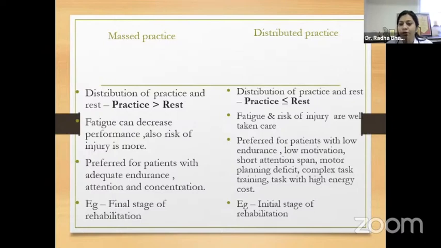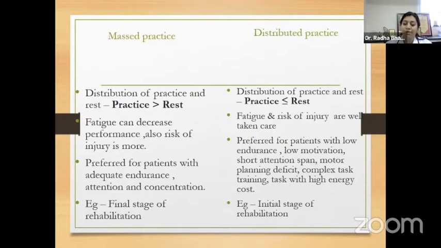So here, when we are talking about the practice, it can be your sessions, it can be the number of repetitions for that particular thing, which we will see in parameters in more detail. So in massed practice, fatigue can decrease the performance, as here our practice is more as compared to the rest. So chances of fatigue or risk of injury are more in your massed practice, while fatigue and risk of injury can be well taken care of in your distributed practice.